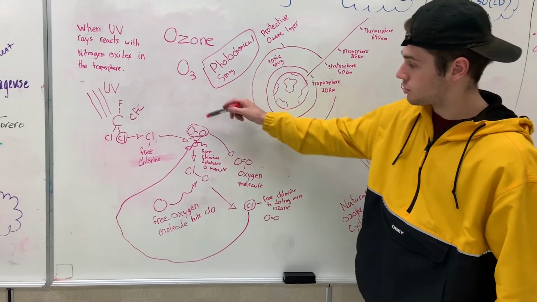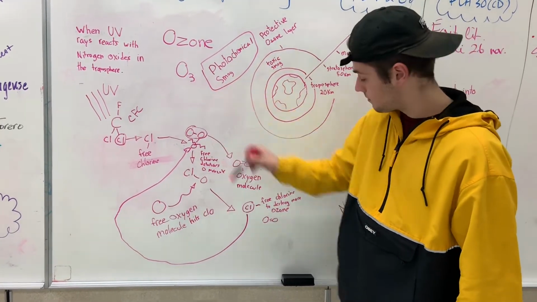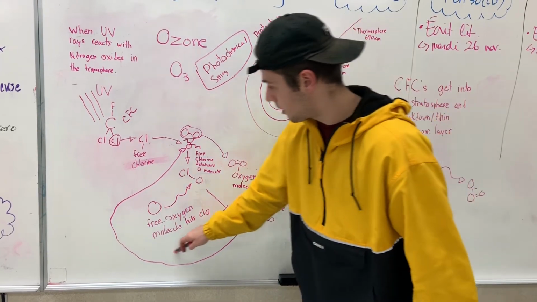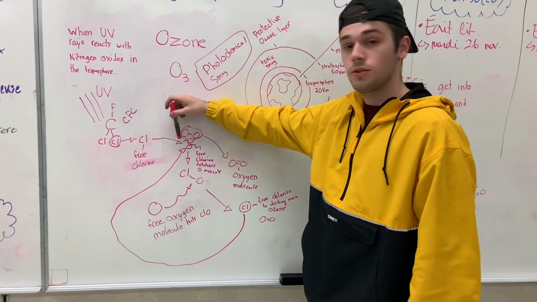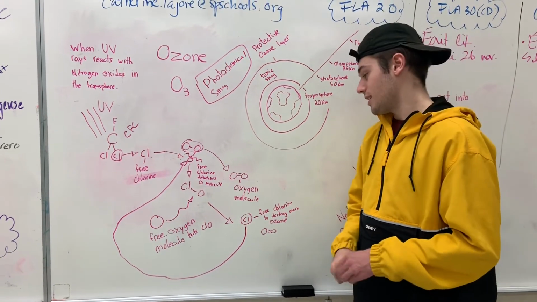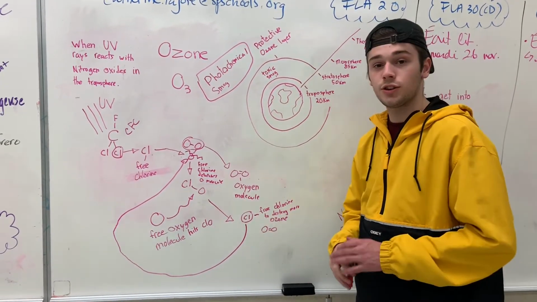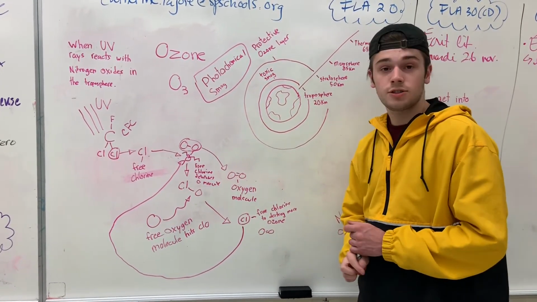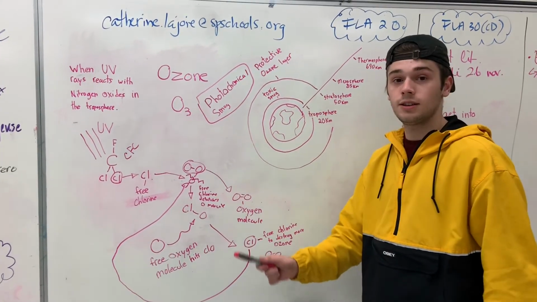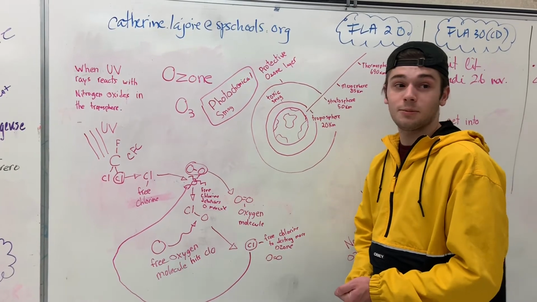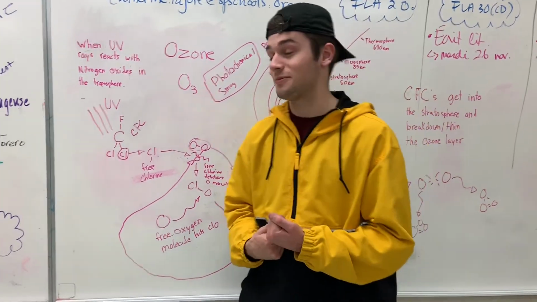So the Cl did its job by destroying the ozone, and now that free Cl will come around again and find another ozone molecule to destroy. One thing to know is that Cls are very strong, and they will not die for a long time and are hard to get rid of. They will do this around 10,000 times. And that's it for that.